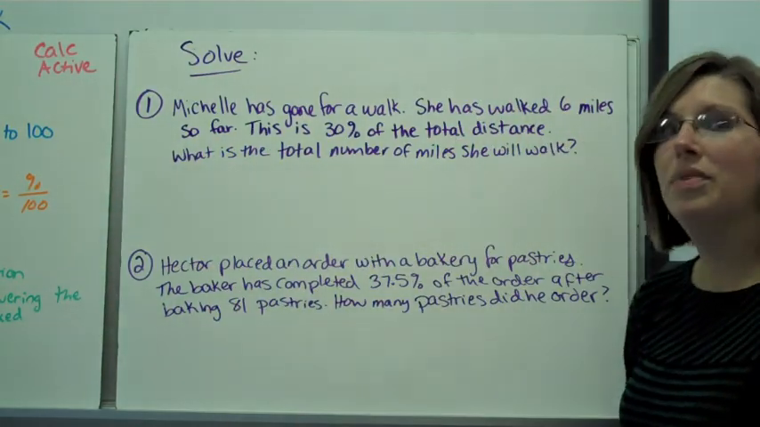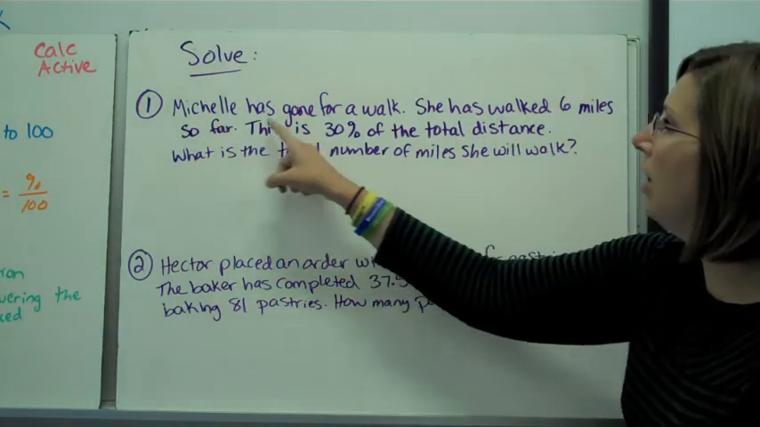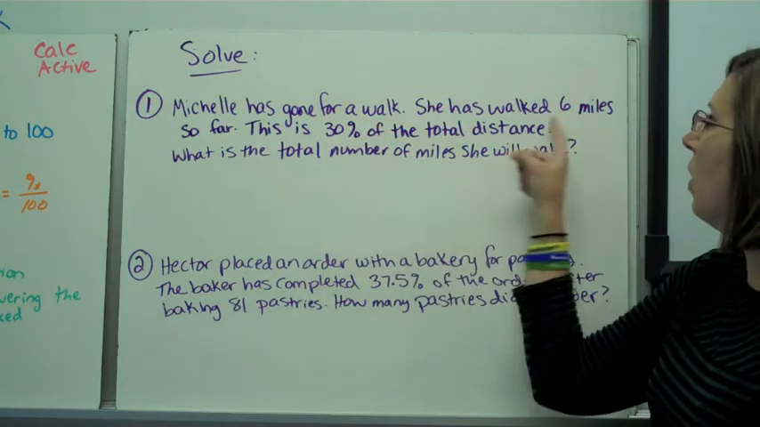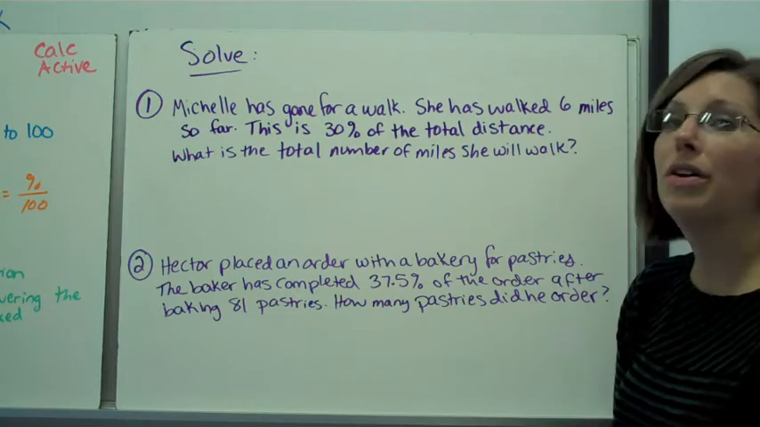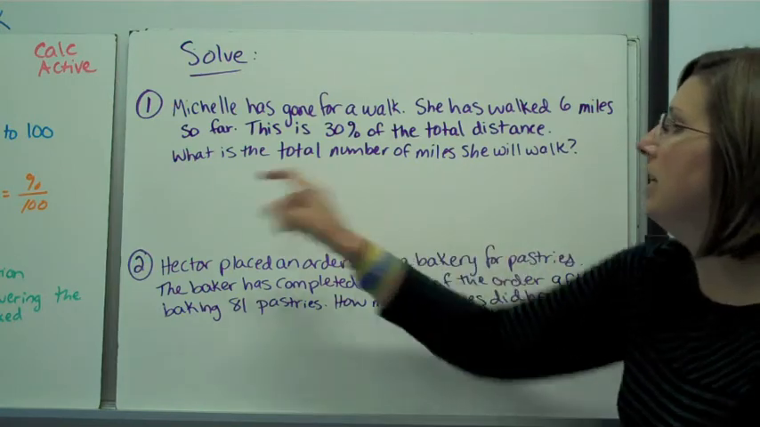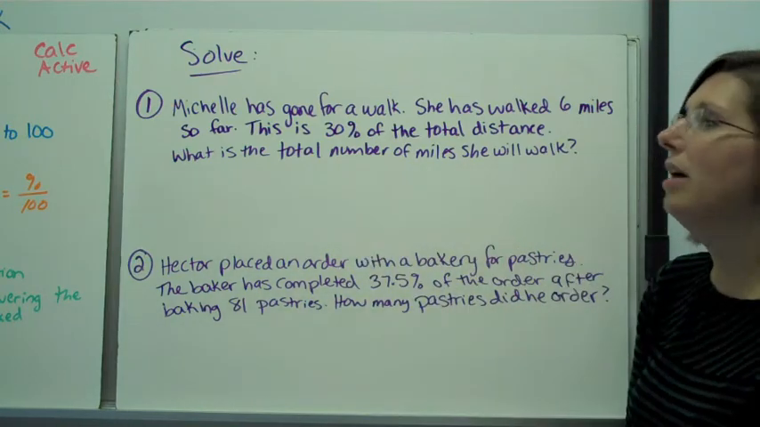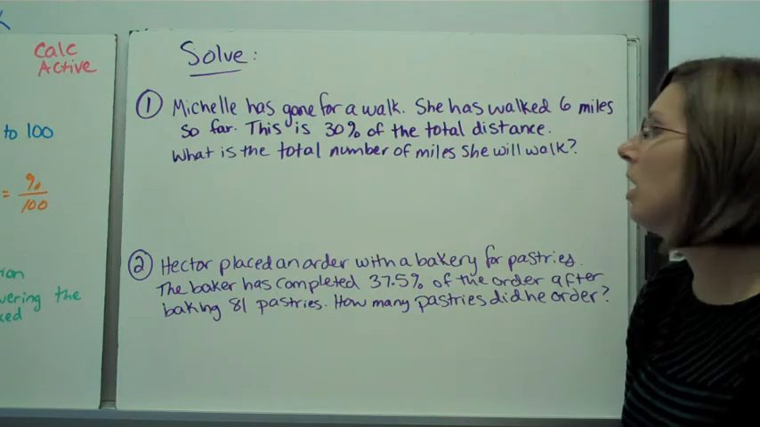So here we go. Question number 1. Michelle has gone for a walk. She has walked 6 miles so far. This is 30% of the total distance. What is the total number of miles she will walk?